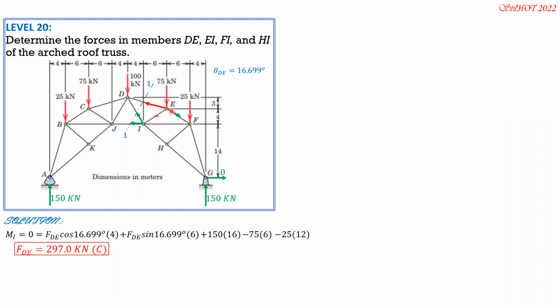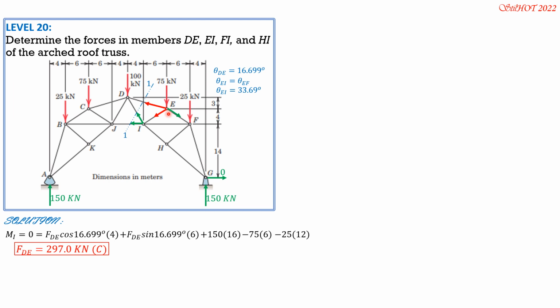So these are the unknown forces. This is the required force EI. Then we need the angle that EF makes with the horizontal as well as EI. By symmetry, these angles are equal. Theta EI equals theta EF. And the angle is arctan of 4 over 6, 4 vertical, 6 horizontal. And that is 33.69 degrees.